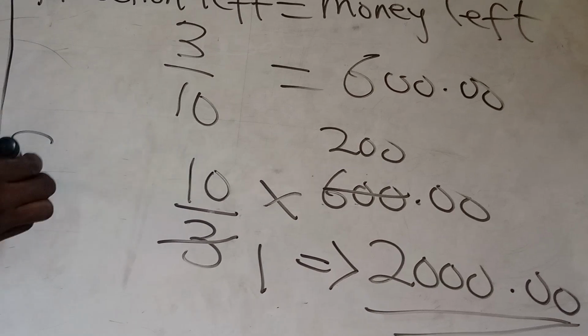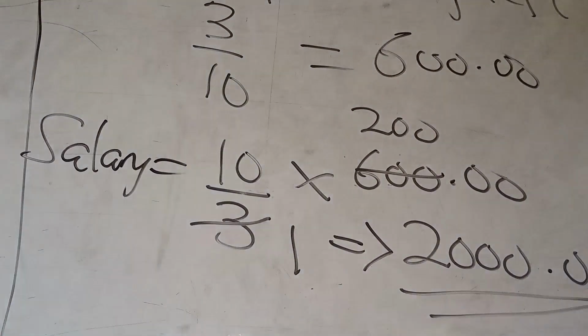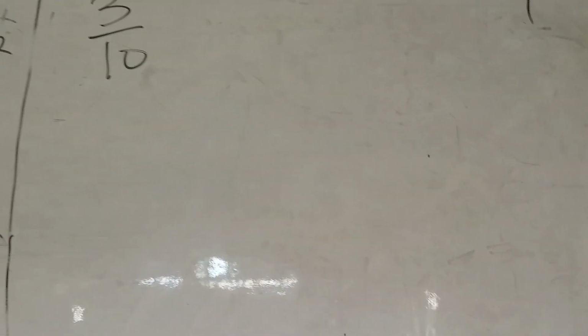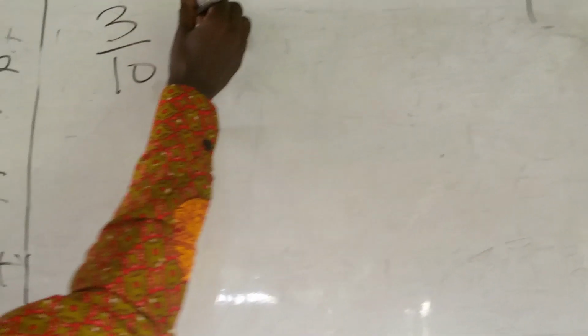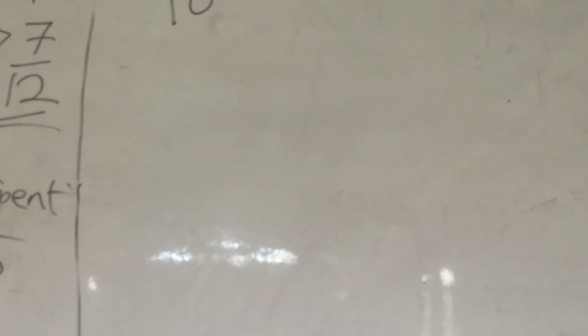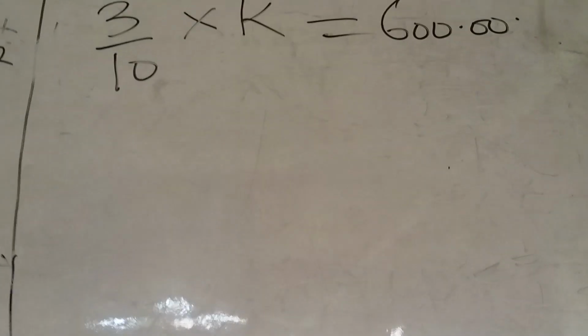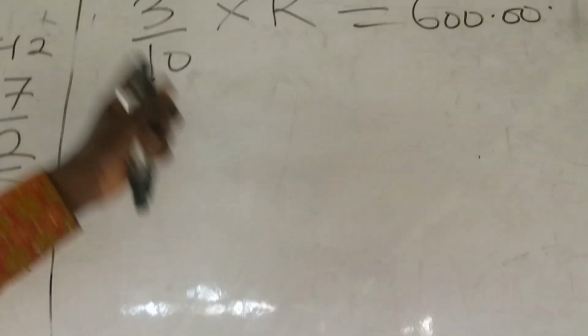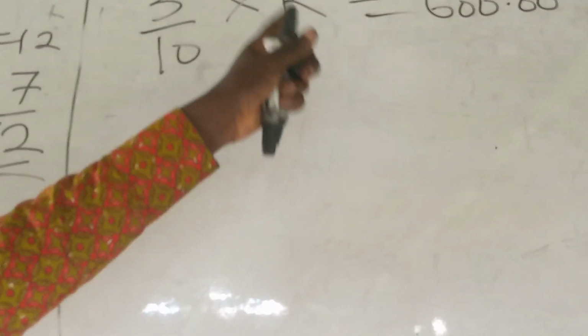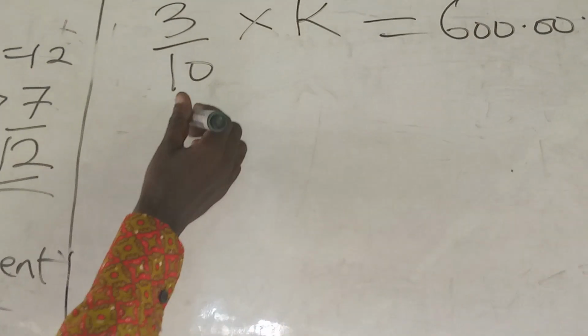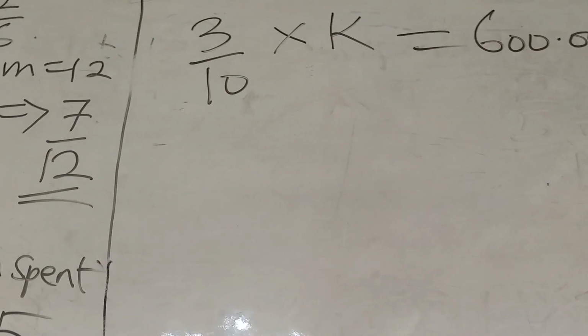So this is salary. The second approach is that you multiply the fraction left by the total salary, equal to this amount left, which is 600 cedis. So for the second approach, you choose a variable for the total salary, multiply the fraction left by the total salary, and equate it to the amount left. So we have 3 over 10 times k equal to 600 cedis.